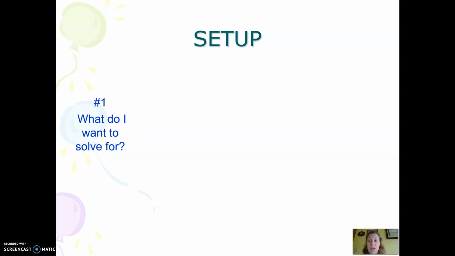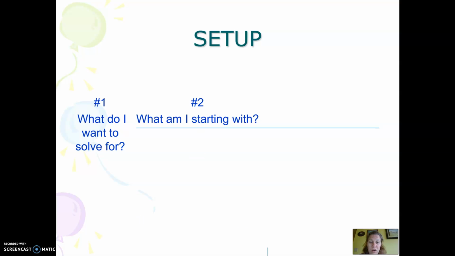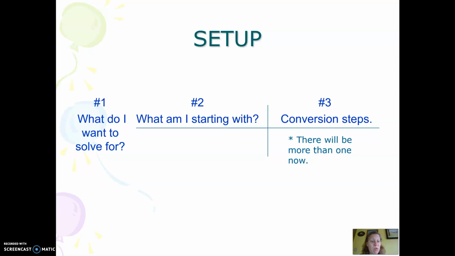So here's our setup one more time. The easiest way is actually to write this over here: what you want to solve for, what you're starting with, and then conversions. And this is now going to be more than one step. Why do we write this over here? Because what you want to solve for is going to be that unit, and that chemical is going to be in this top corner at the end.